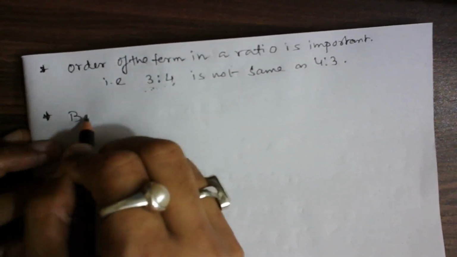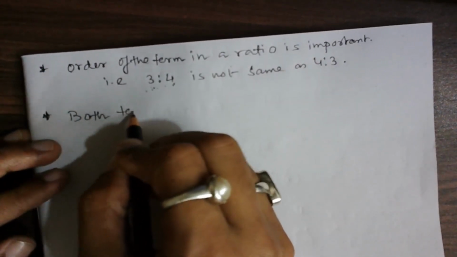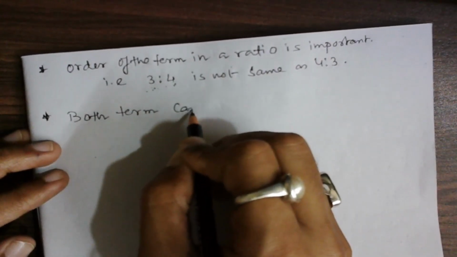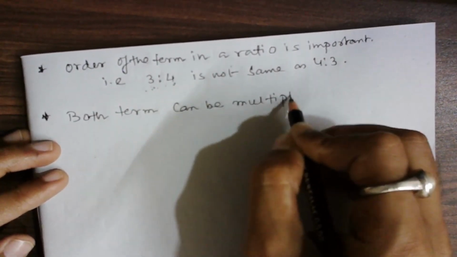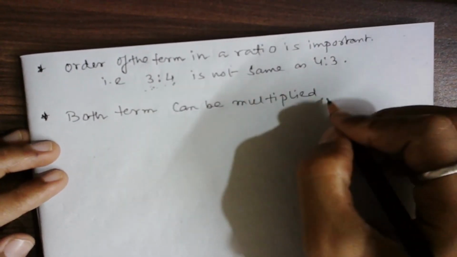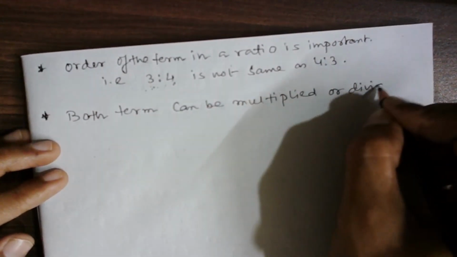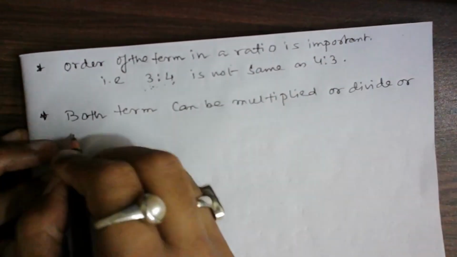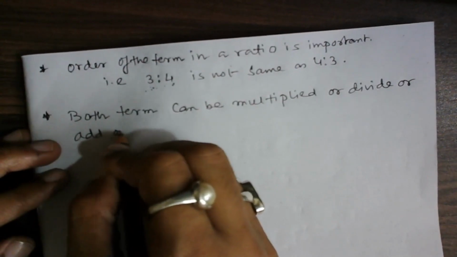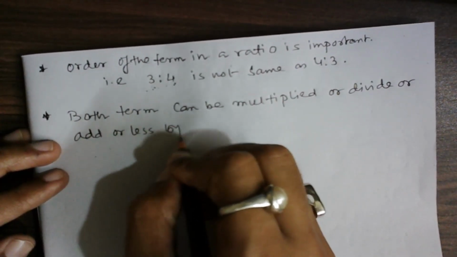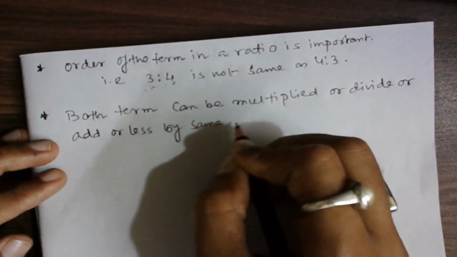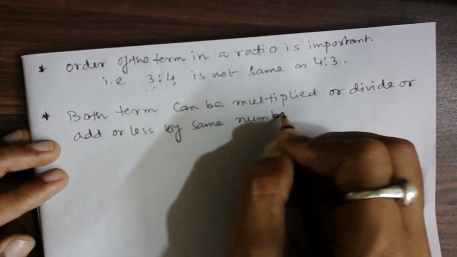So write down: both terms can be multiplied or divided or added or subtracted by the same number.